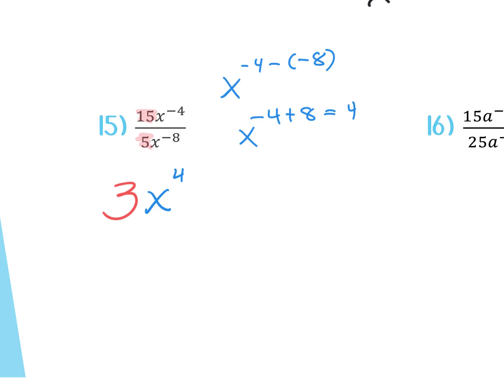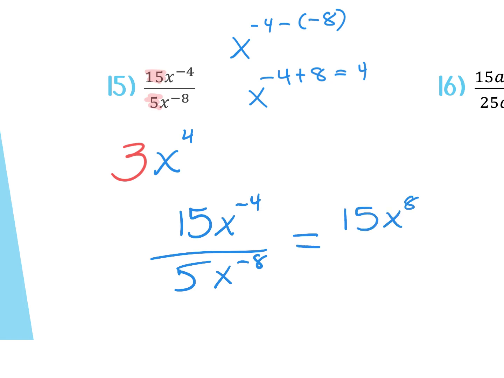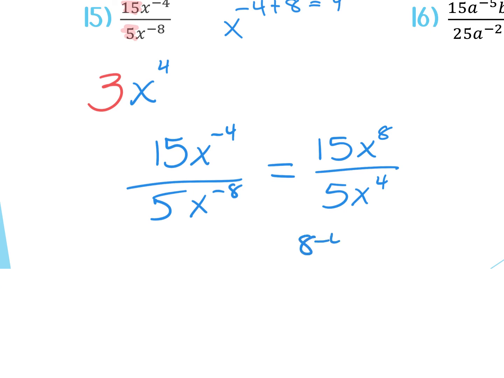Now, if you'd rather flip your negatives, you could have done that as well. So if you would have rather taken the original problem, you still would have to simplify the coefficients to a 3. But what you could do is you could have switched the places. But in the end, you're still subtracting the powers. So you would still have had to do 8 minus 4, but then you wouldn't have had to deal with those negative signs. So then 15 divided by 5 is 3, and then x to the 4th. Either way.